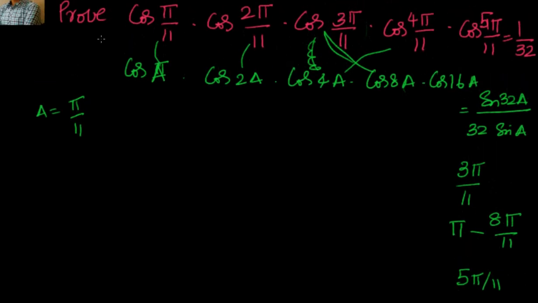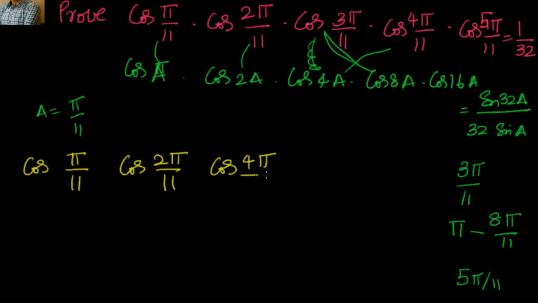What I will do now is I will go ahead and write cos pi by 11. This is my a. Next I have cos 2 pi by 11. This is my 2a. Next I should have my 4a, that is nothing but cos 4 pi by 11. That's also taken care of. Now I have to write cos 8a, but I have cos 3 pi by 11. So I will write it as cos of pi minus 8 pi by 11. This is nothing but equal to 3 pi by 11.